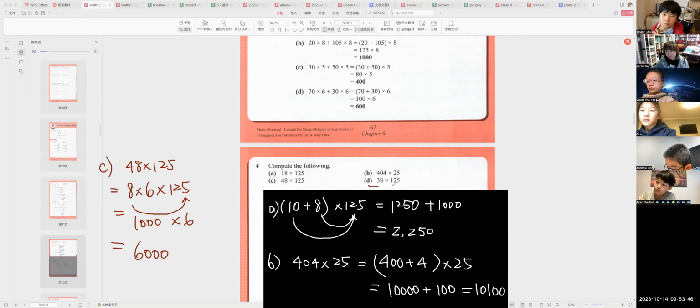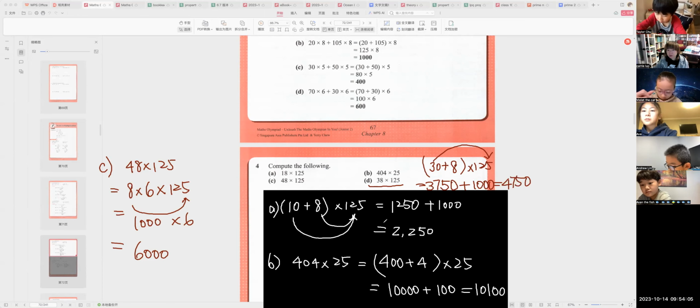Okay, but for this one, I think times is not going to work. So it's 30 plus 8 times 125 equals 30 times 125, which is 3,750, plus 1,000 equals 4,750. Okay, so you can see sometimes we will use times, sometimes we use plus. So it's based on each different question, so we can do that.